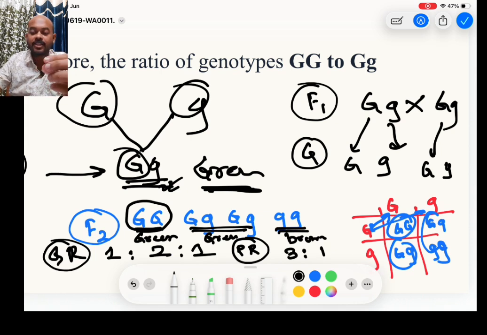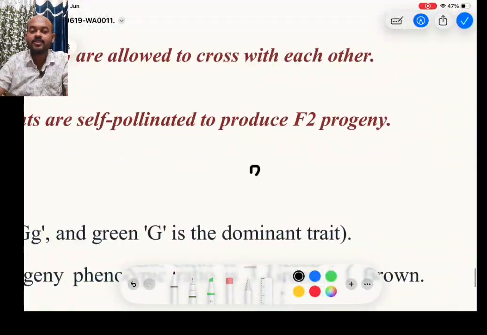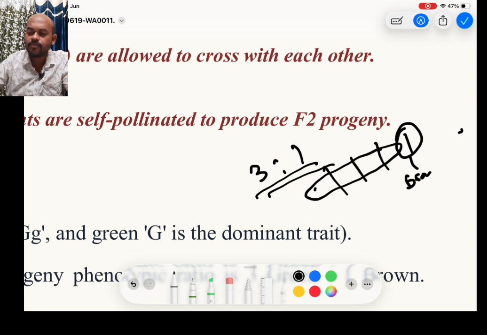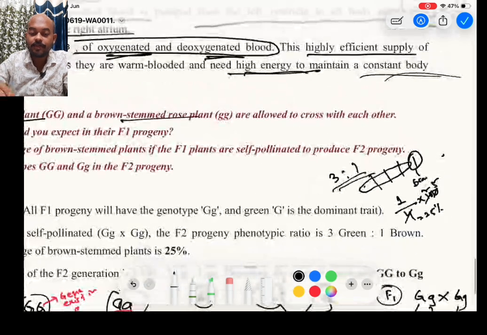Now, in order to find the percentage from 3:1, 3 is similar and 1 is different. Here you are asked only about the recessive, the brown. Out of the 4, how many are present? 1, 2, 3 and 4. Out of 4, in the denominator you write 4, and out of 4 only 1 is recessive. 1 by 4 multiplied by 100. So how much percent will it be? It will be 25%. That means we directly got the answer over here.